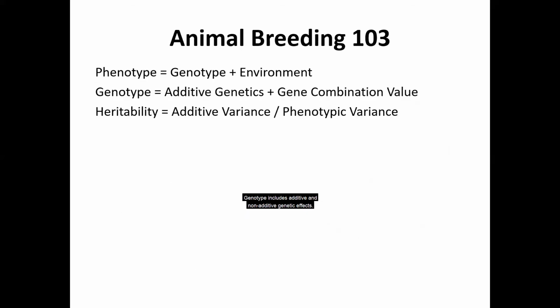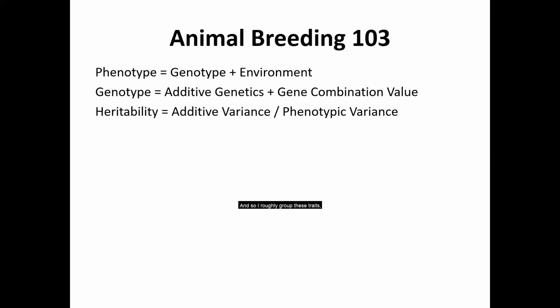So that gets us to animal breeding 103. Phenotype is genotype plus environment. Genotype includes additive and non-additive genetic effects. And heritability is the additive variance over the phenotypic variance: what proportion of what we see is attributable to genes that are passed from one generation to the next.